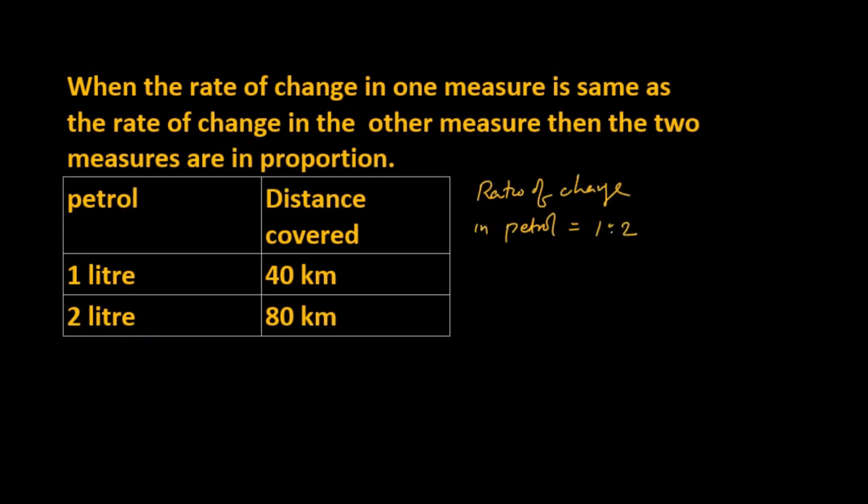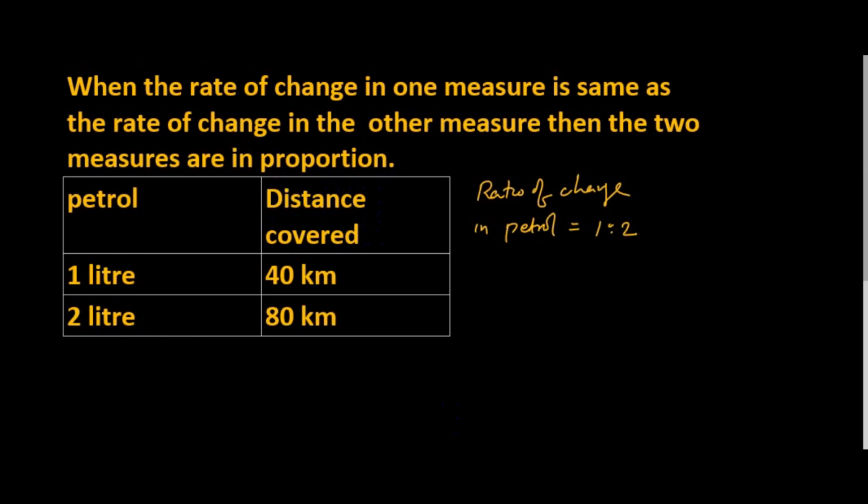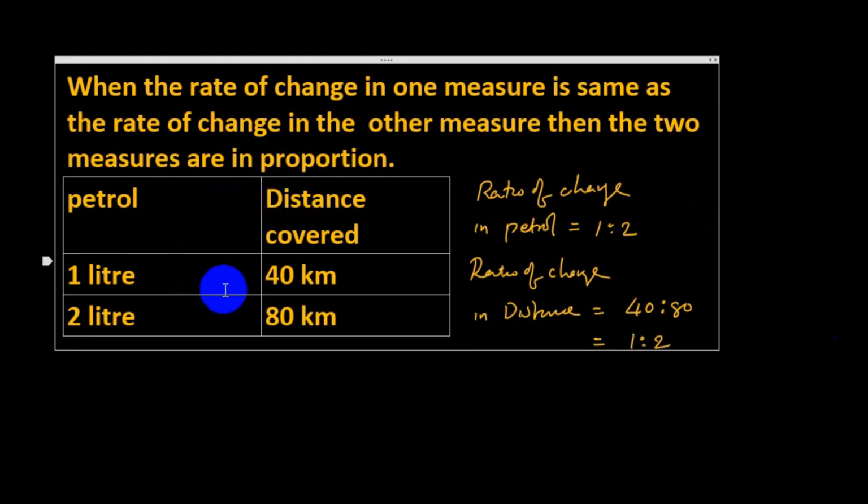What about the ratio of change in distance covered? Therefore, the ratio of change in distance. How can we write? That's equal to 40 kilometers became 80 kilometers. Therefore, this is 40:80. That is again 1:2. Okay. With this statement and this table, you have to write this one also there in your notebook.